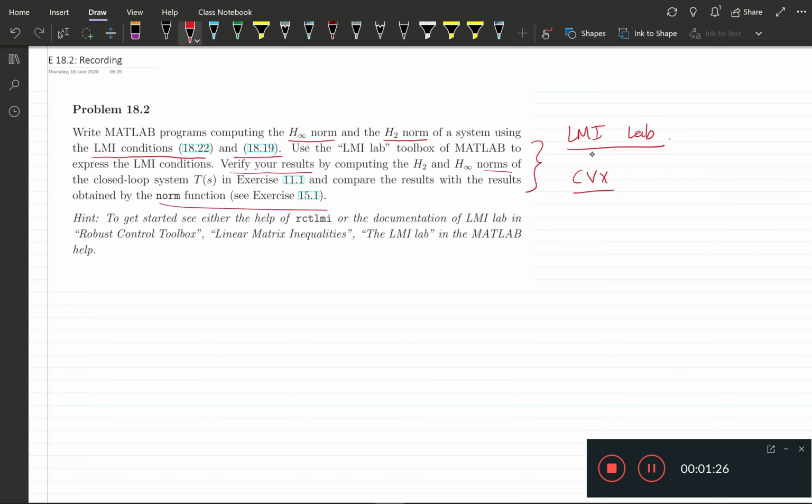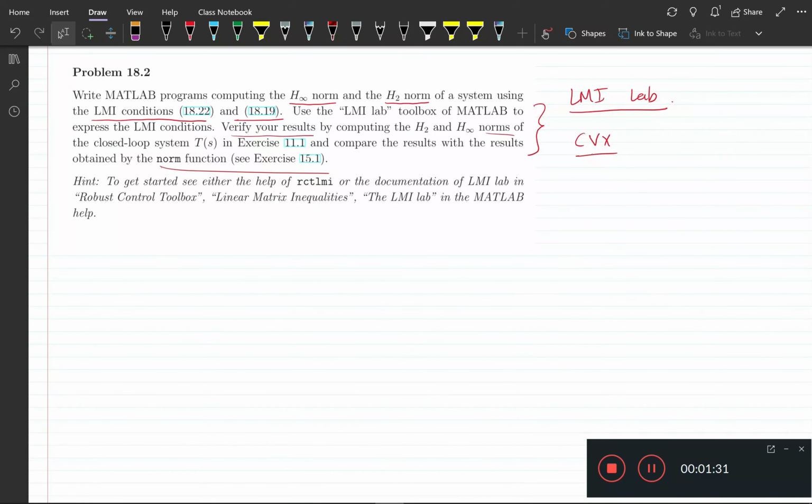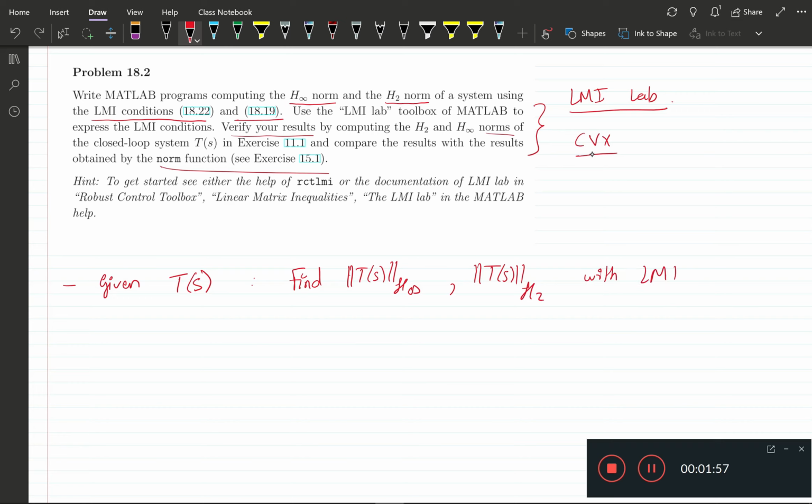So let's try to review the LMIs first. We are given T of S, a transfer function, and we need to find the H infinity norm and the H2 norm with linear matrix inequalities. So let's first look at the H infinity norm.